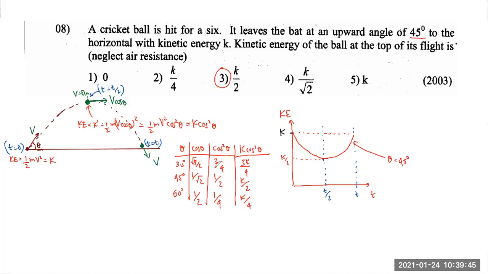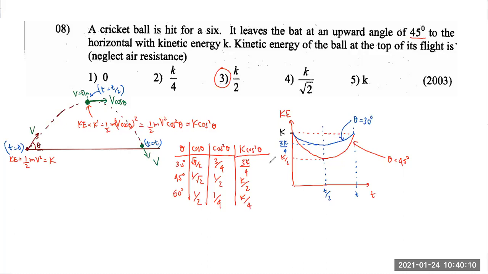And when theta is 30 degrees, I'll use blue color for that. The graph is going to go like this. We start at k, and then we go down to 3k by 4, and then we go up again like this. So this value is k, and this value is going to be 3k by 4. All right. So this is for angle 30.